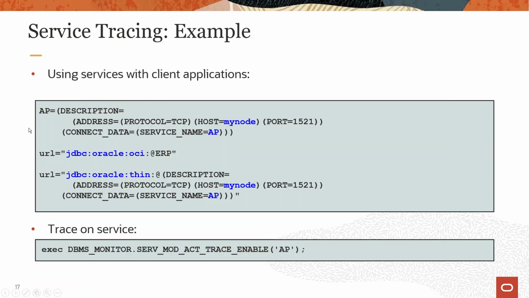So in a nutshell, a service is nothing more, nothing less than a logical representation of my database to the outside world. Let then your application connect upon that specific service, and then you have the possibility via the procedure service module act trace enable to indicate that you only want to trace those SQLs executed in the database environment but seen as that specific service.